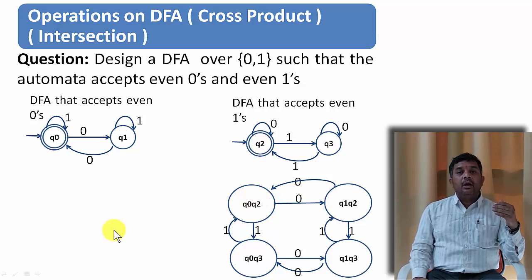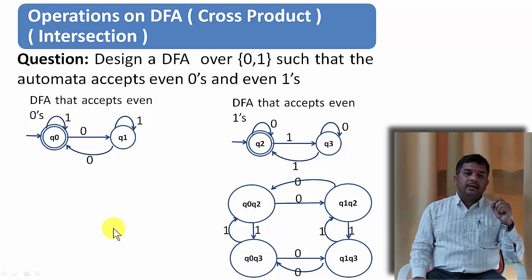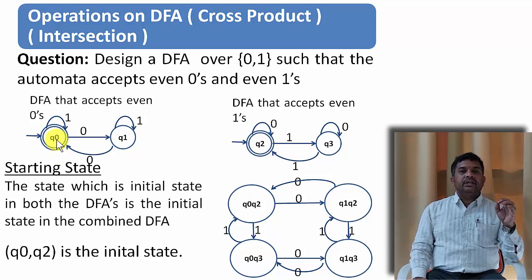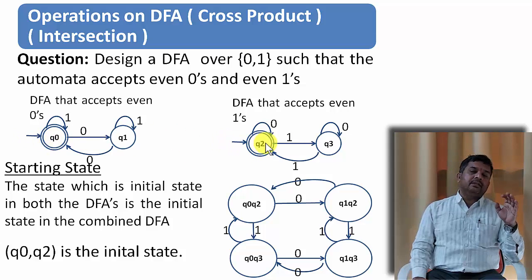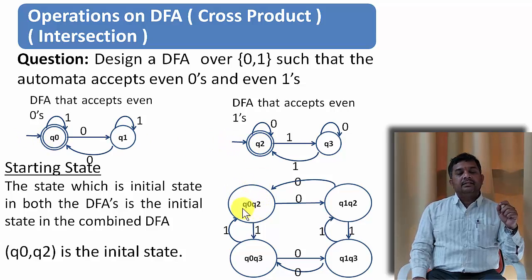Now we have to find what are the starting state and what are the final states. The starting states of both the DFAs become the starting state of the combined DFA. So Q0 here is the starting state, Q2 here is the starting state, and when we combine, Q0, Q2 is the starting state.